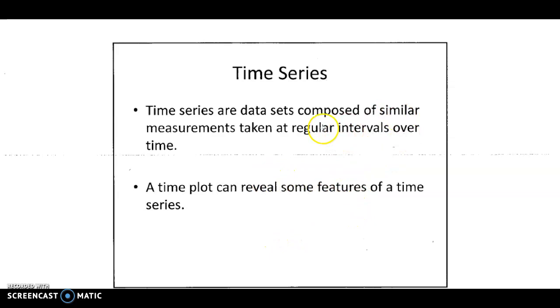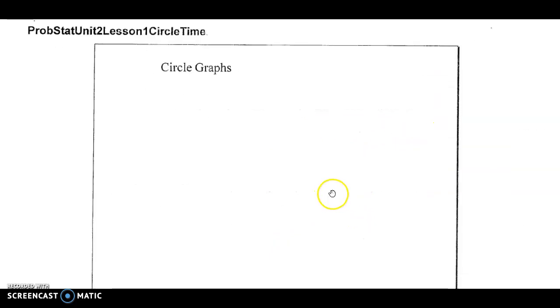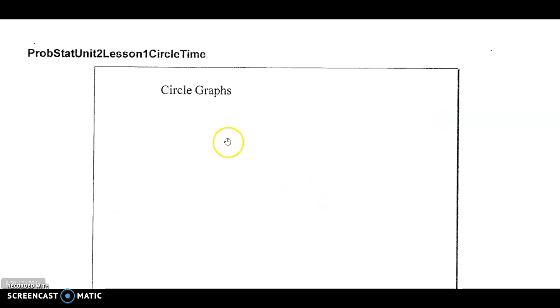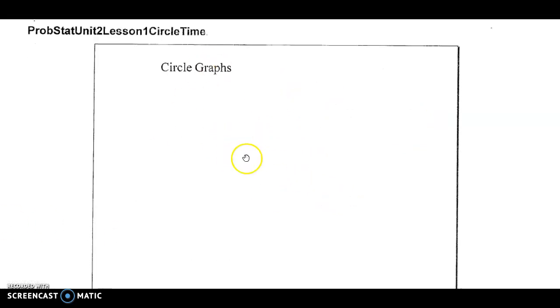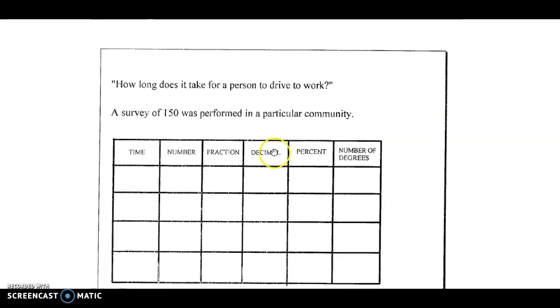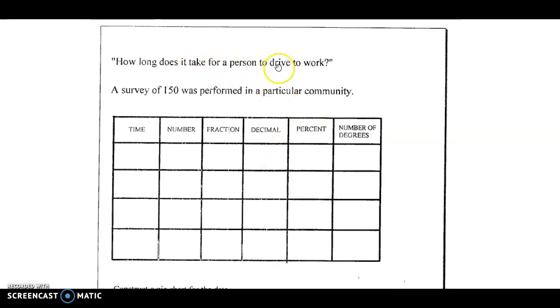Okay. Time series graphs, same concept. Now we're going to make a circle graph. So I've provided some space for you. If we were in class doing this all together, you'd be writing this on some paper. But how long does it take for a person to drive to work? So I'm going to give you some data, and then I'm going to have you make some graphs.